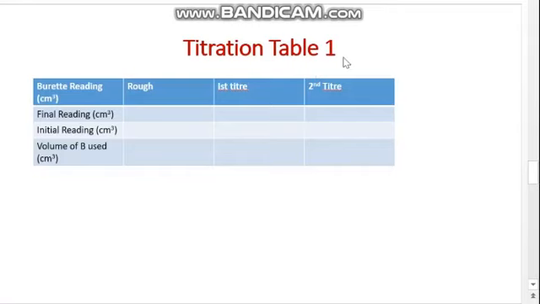Titration table. Let's look at the features of this titration table. We have the burette reading in the first column. We have rough as the second column, first titer as the third column, and second titer as the fourth column. Under the burette reading, we have the final reading, initial reading, and volume of B used.